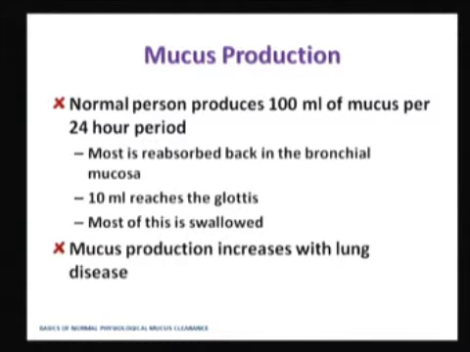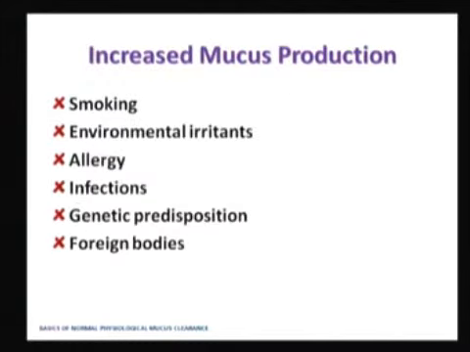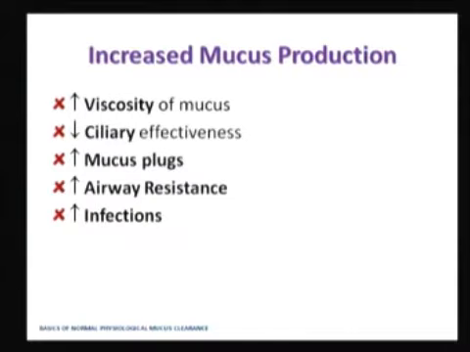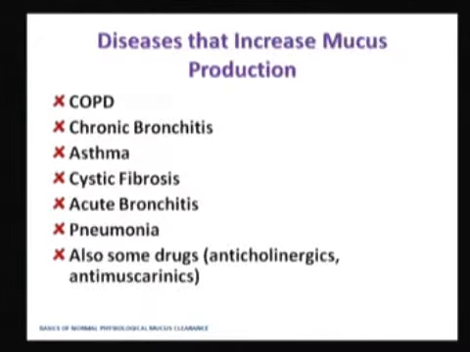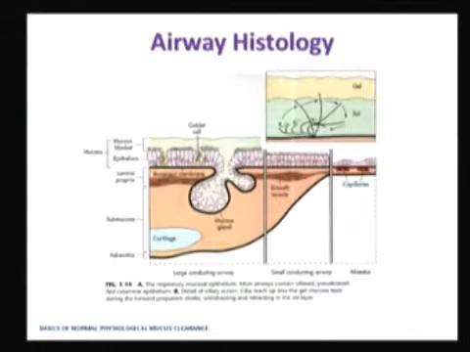Mucus production increases with lung disease. Causes include smoking, environmental factors, allergy, infection, genetic predisposition, and foreign bodies. Increased mucus production produces an increase in viscosity of mucus, decrease in ciliary effectiveness, mucus plugs, airway resistance, and infections. There are many diseases that increase mucus production, and you all know them.